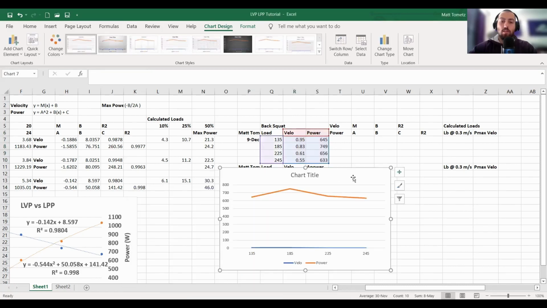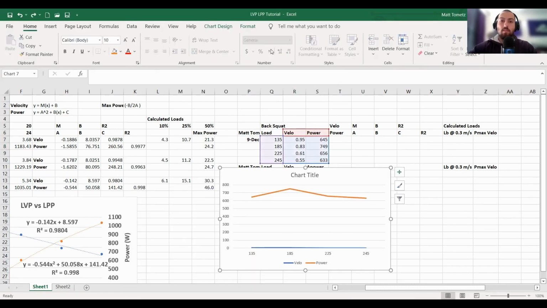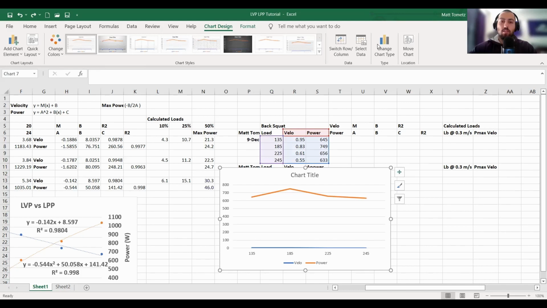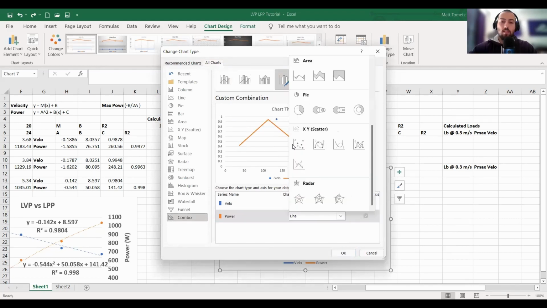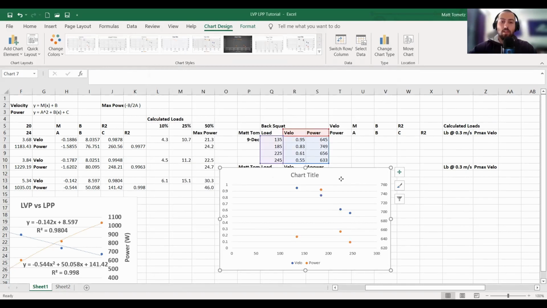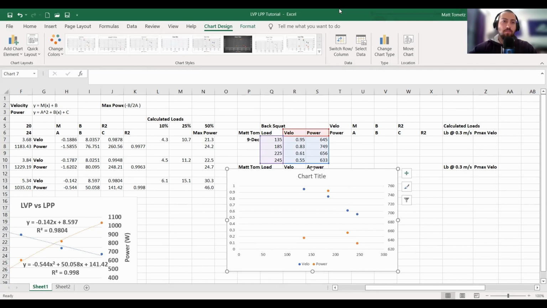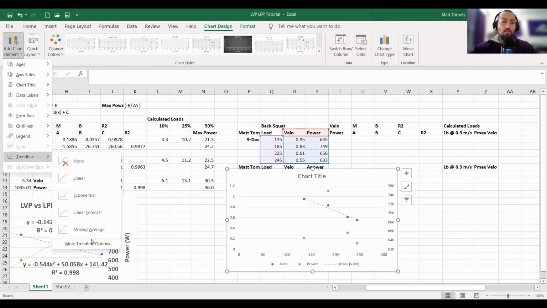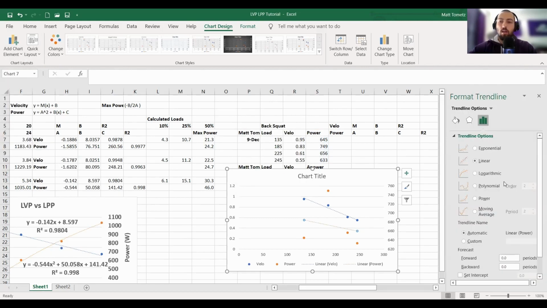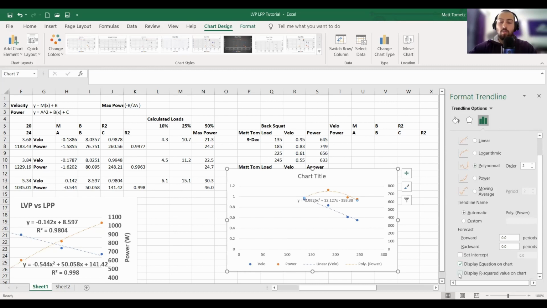So I'm going to go through this relatively quick. So I'm going to do the same thing, just making this pretty. Chart design, change chart type. Combo, I want power on the secondary axis. I'm going to make both of these scatter plots. And if I'm going quick, you can rewatch when I did this for the 1080 sprint. All right, add chart element, trend line, linear for velocity, insert trend line, more trend line options for power, polynomial, display equation, R squared, select my linear, display equation, R squared.